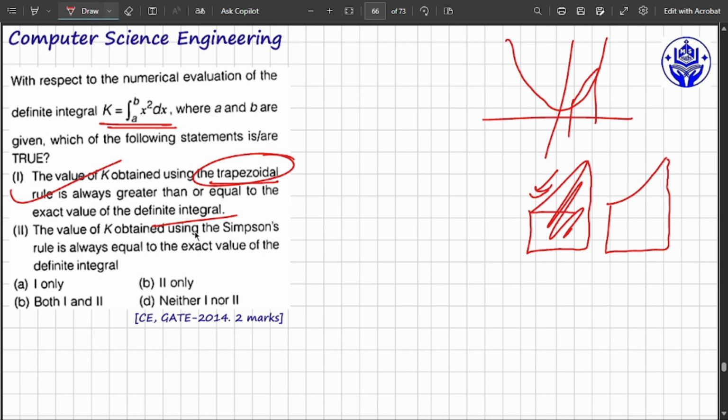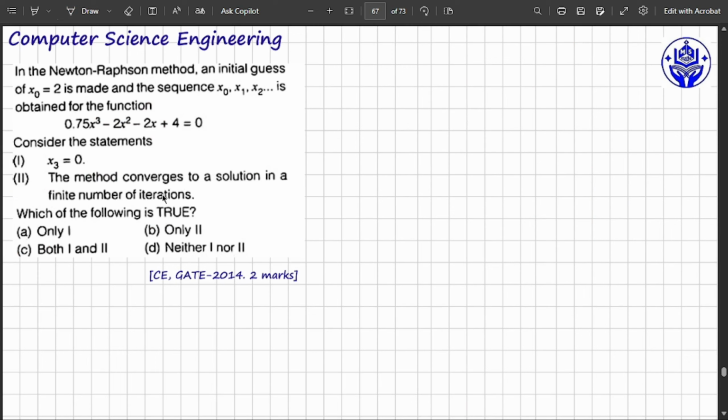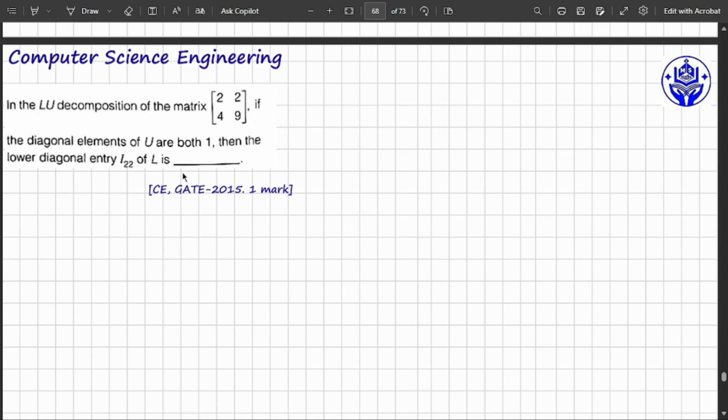And the value of k obtained using Simpson's rule will be exact to the definite integral. Yes, because it is a second order polynomial. If it is a second order polynomial, then Simpson's rule will give the exact solution of this problem. Yes, of course. So these both are true. This is the simple concept. Here it is again the numerical method, Newton-Raphson method. You can easily solve this kind of problem. We have solved several types of problems.